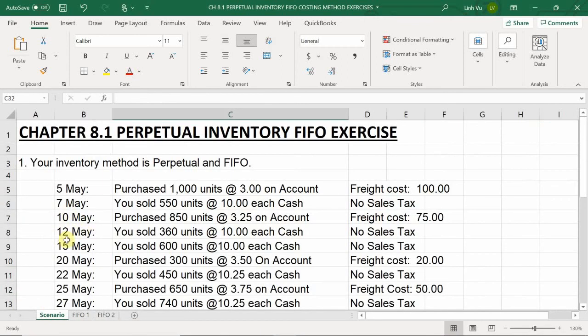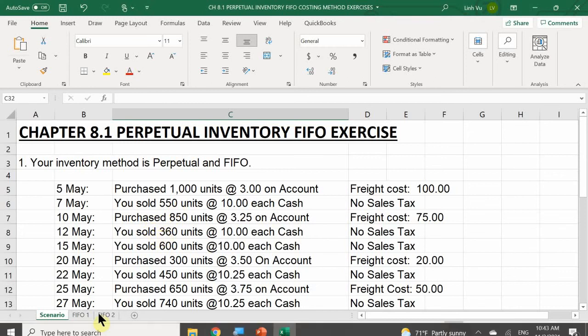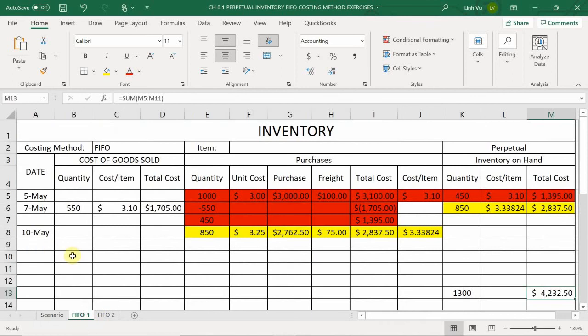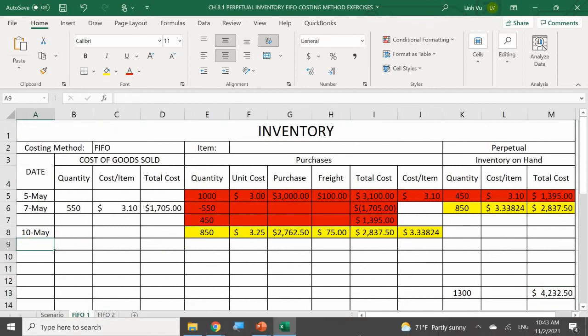Then May 12th rolls around and you sold 360 units at $10 each. So you end up selling 360 units. So let's take a look, okay? It is May 12th. And we sold 360 units. So let's take a look at our batches of inventory. What do we have? We have red for 450 and yellow for 850. So in this case, which batch of inventory am I going to take from first? The red. The red one, right?